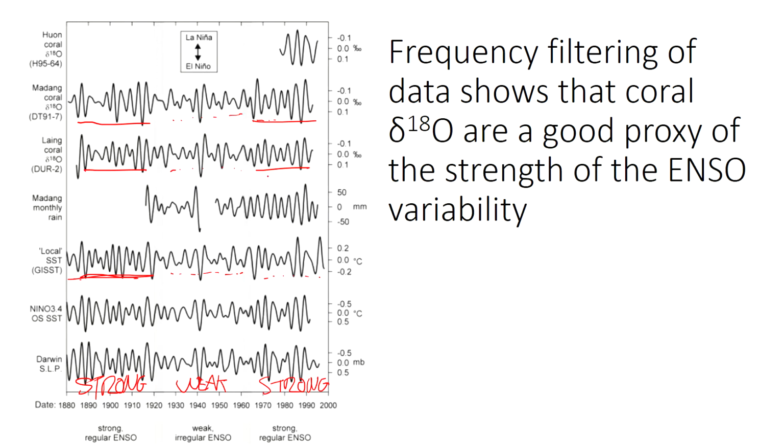So what this suggests is that we can actually use the coral oxygen isotopes, we can measure them, we can what's called bandpass filter them, and then get a measure of how intense the variability of the El Nino system was at that time.